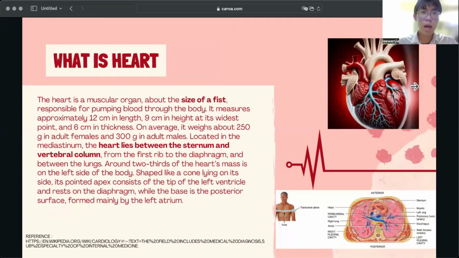What is the heart? The heart is a muscular organ located in the mediastinum. The heart lies between the sternum and vertebral column, from the first rib to the diaphragm, and between the lungs. It is roughly the size of a fist, weighing about 250 grams in females and 300 grams in males, approximately 12 cm in length, 9 cm in height at its widest point, and 6 cm in thickness.